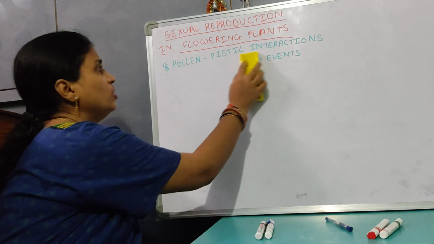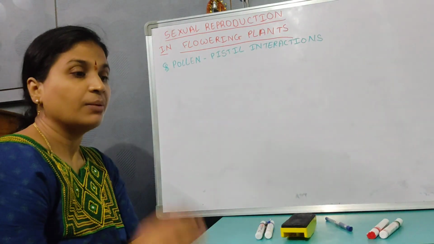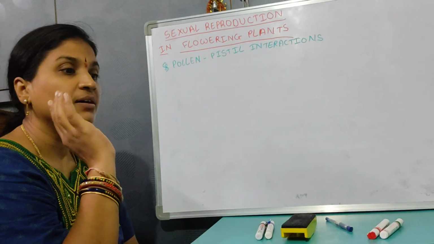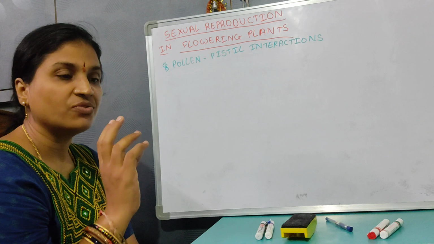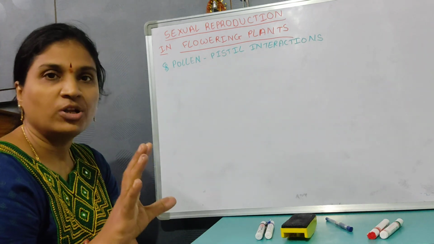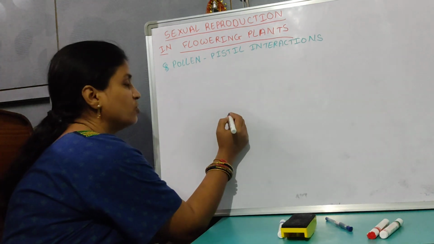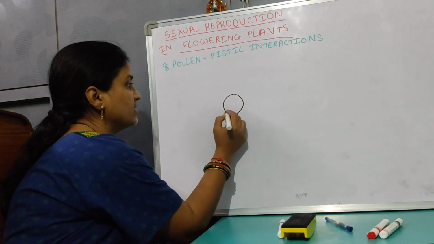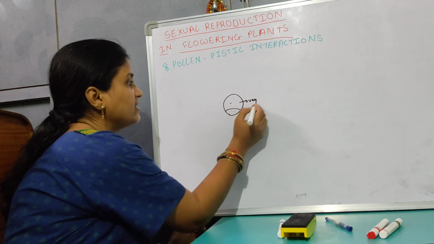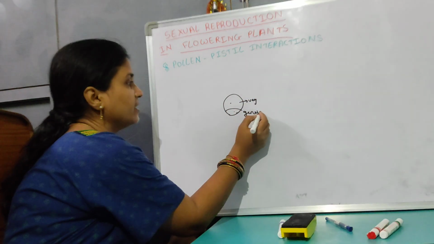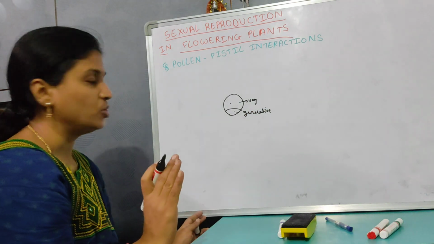In pollen-pistil interaction, now the male gamete has formed. It has formed in the anther, and after dehiscence of the anther, the release of the pollen grains takes place at the 2-cell stage. This is the vegetative cell, and this is the generative cell, isn't it? So at this 2-cell stage, the release of the pollen grains is going to occur.